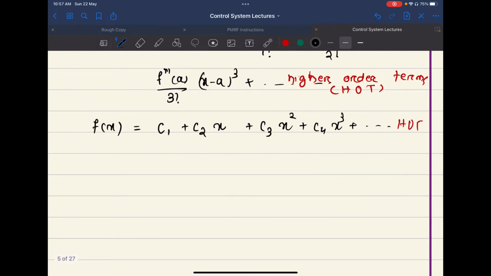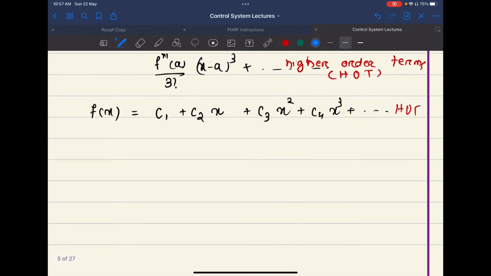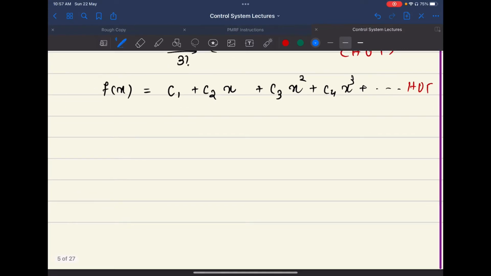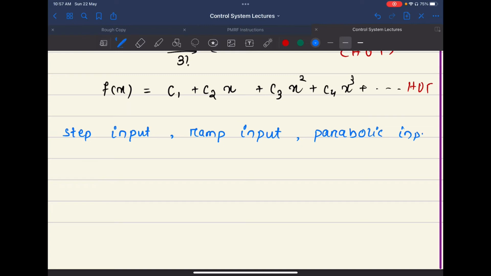Coming back to the control system paradigm, from the lecture series or any book you are acquainted with, you might have heard of the inputs we take in general. One is the step input, second is the ramp input, third is the parabolic input, and another is the impulse input.